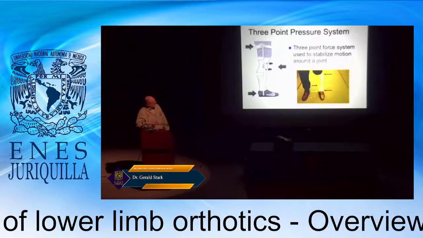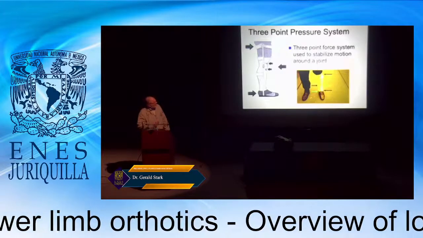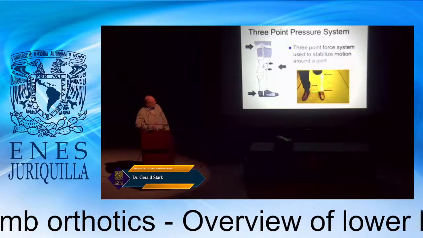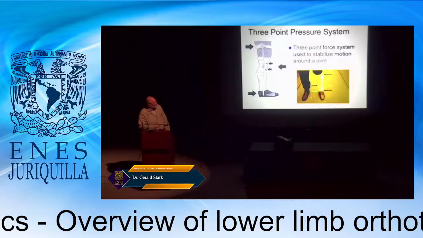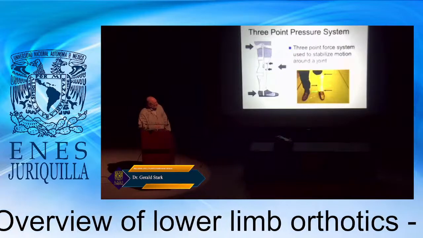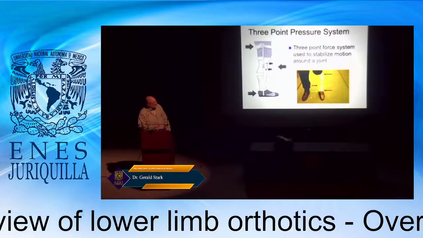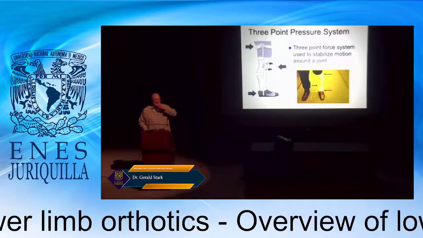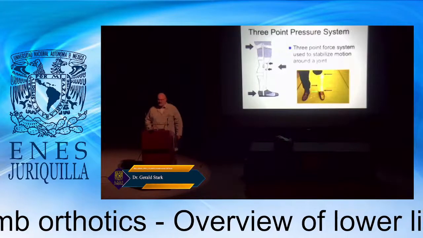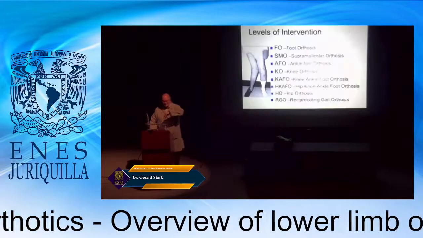So when we look at the 3-point pressure system, we have pressure at the end points and in the middle. Also in the coronal plane, we have a medially directed force and then a laterally directed force, and the opposite is true in the lateral positioning. So this 3-point pressure system is not only for the lower limbs, but for the spinal column as well.